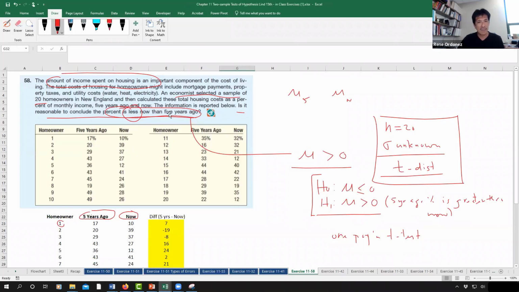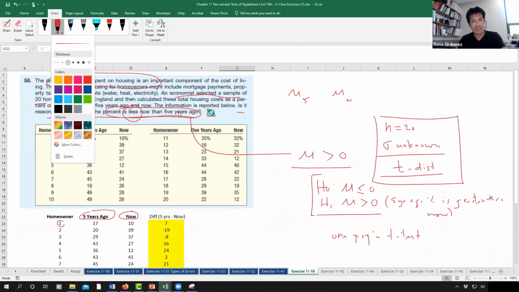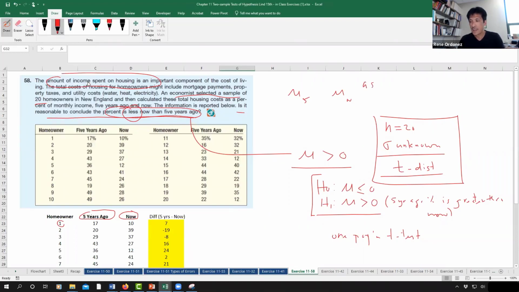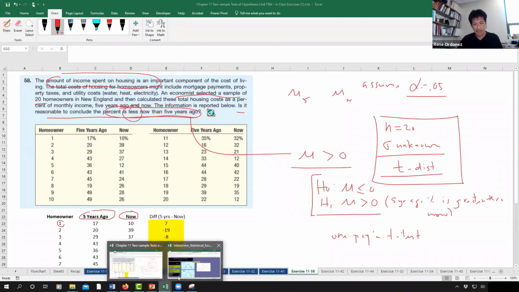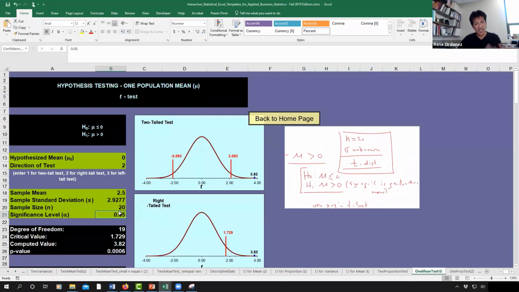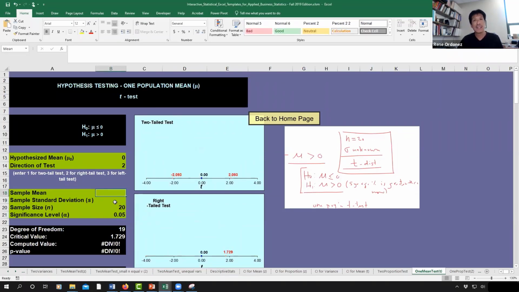So at this point, let's just assume, let's just use an alpha of 0.05. Let's assume that. Now we will need to compute the sample mean and the sample standard deviation.